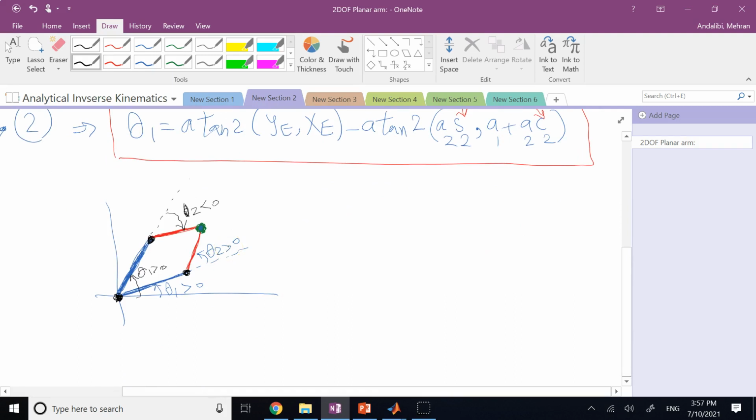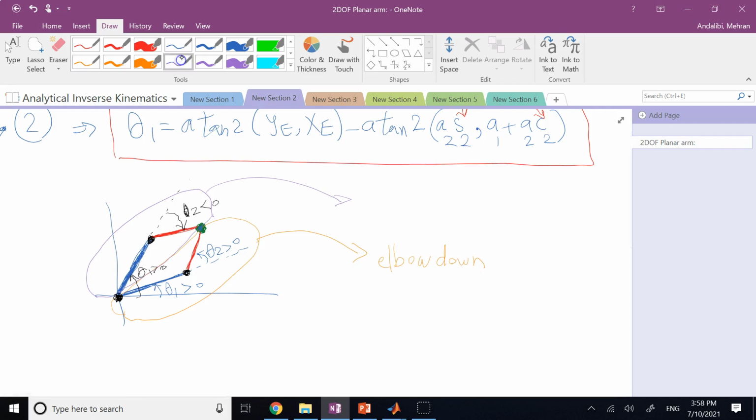This one corresponds to the positive square root. So as you can see, in general, there are what? There are 2 solutions. And then, in general, we call this configuration one name, and then this other configuration here, we give it another name. Okay, so we call this one elbow down, and we call this guy elbow up. Where elbow here is this point in black.